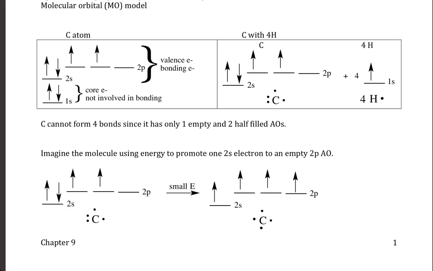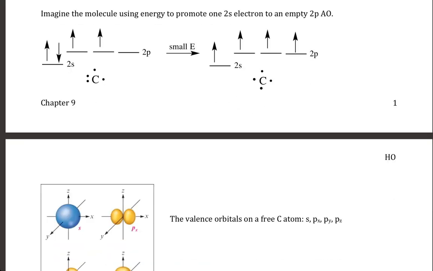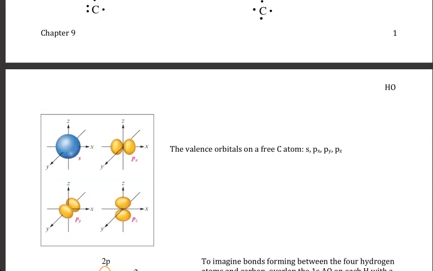So we take our picture, this one on the left, and we imagine as the molecule forms, there are lots of changes. We imagine one of the changes is that one of those 2s electrons is promoted up into a 2p atomic orbital. Now we have 4 half-filled atomic orbitals that we can imagine those hydrogen 1s electrons going into in an effort to make the molecule CH4.